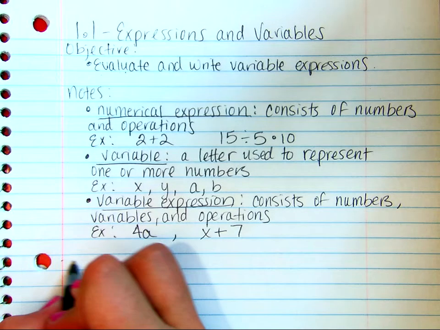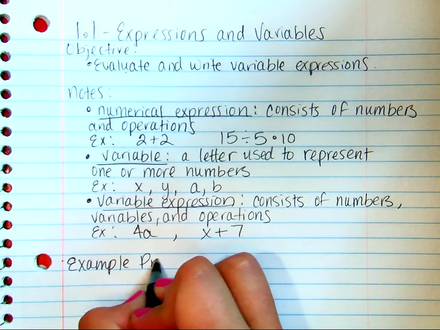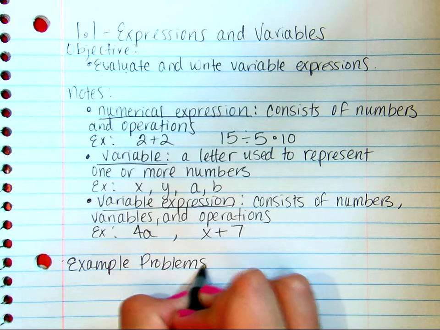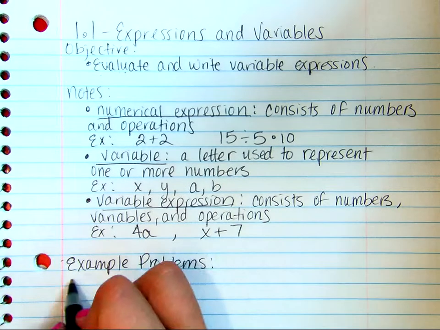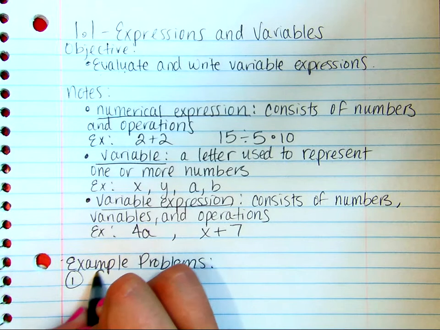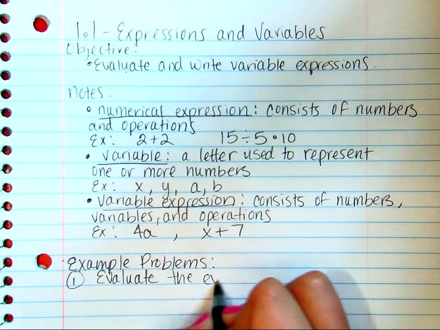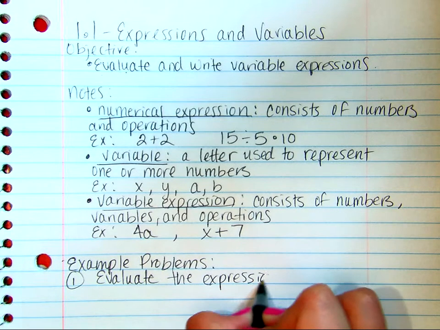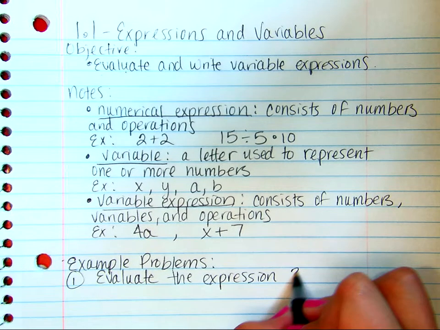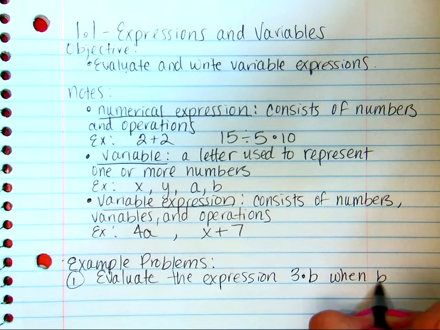Okay, next we're going to do our example problems. And here's the first one. It says, evaluate the expression 3 times b when b equals 90.